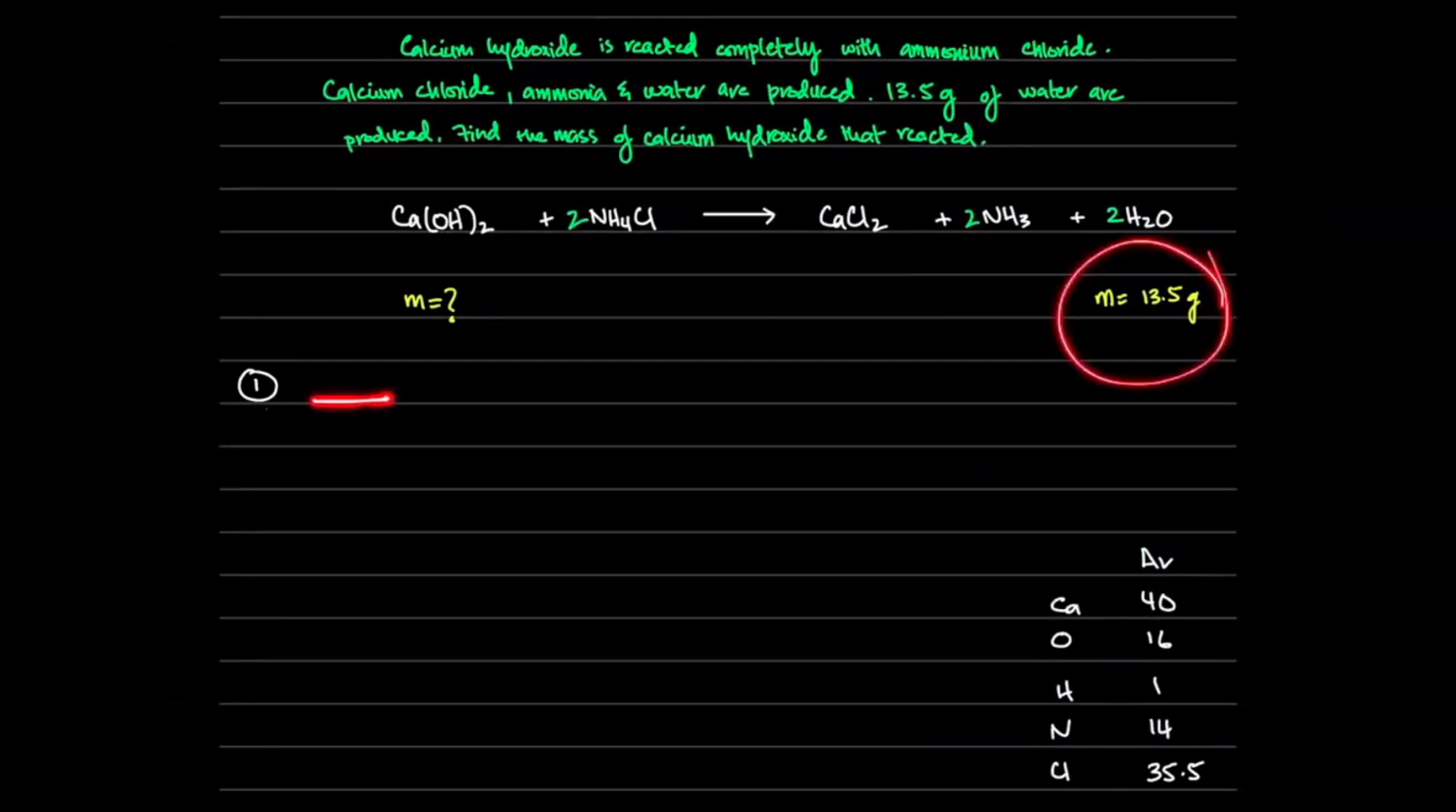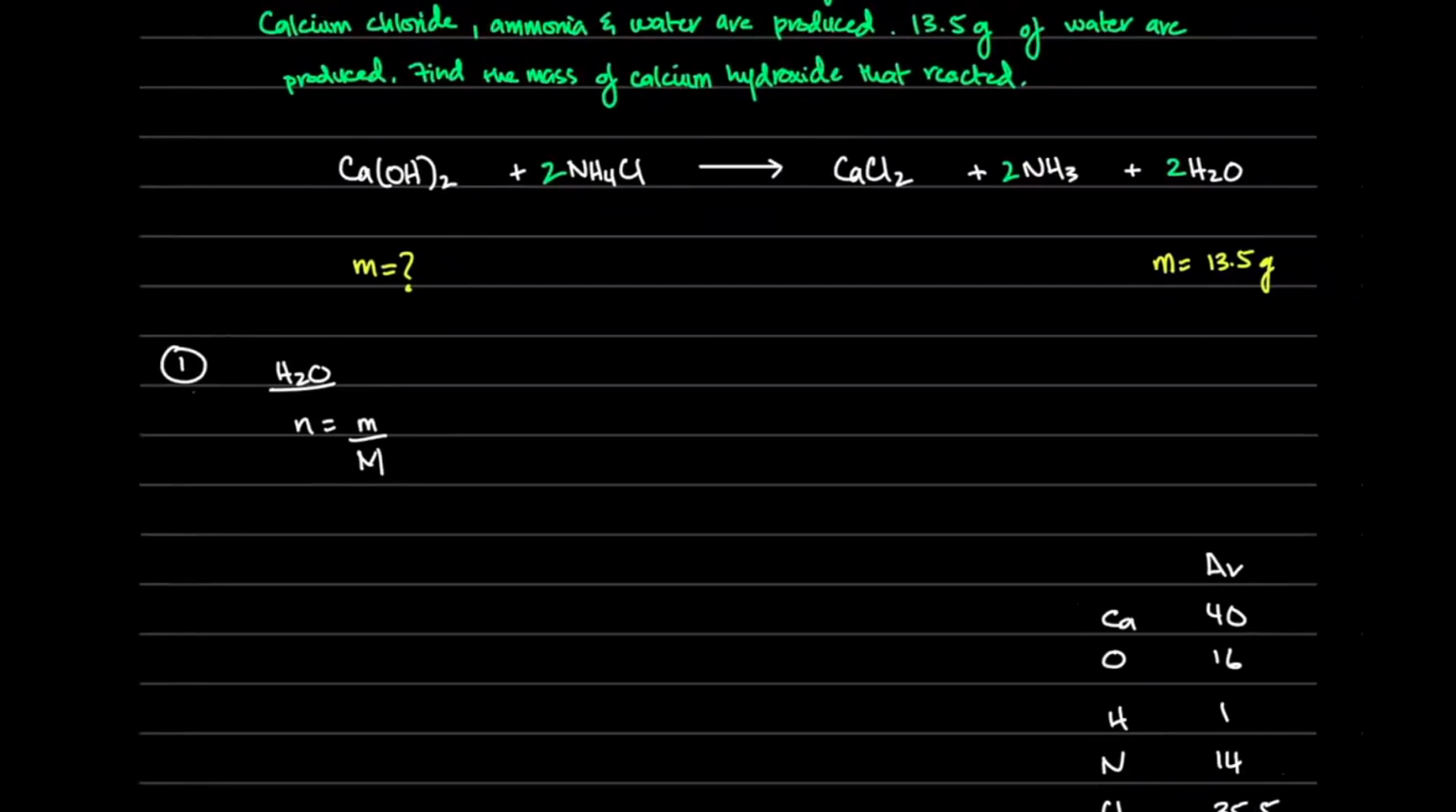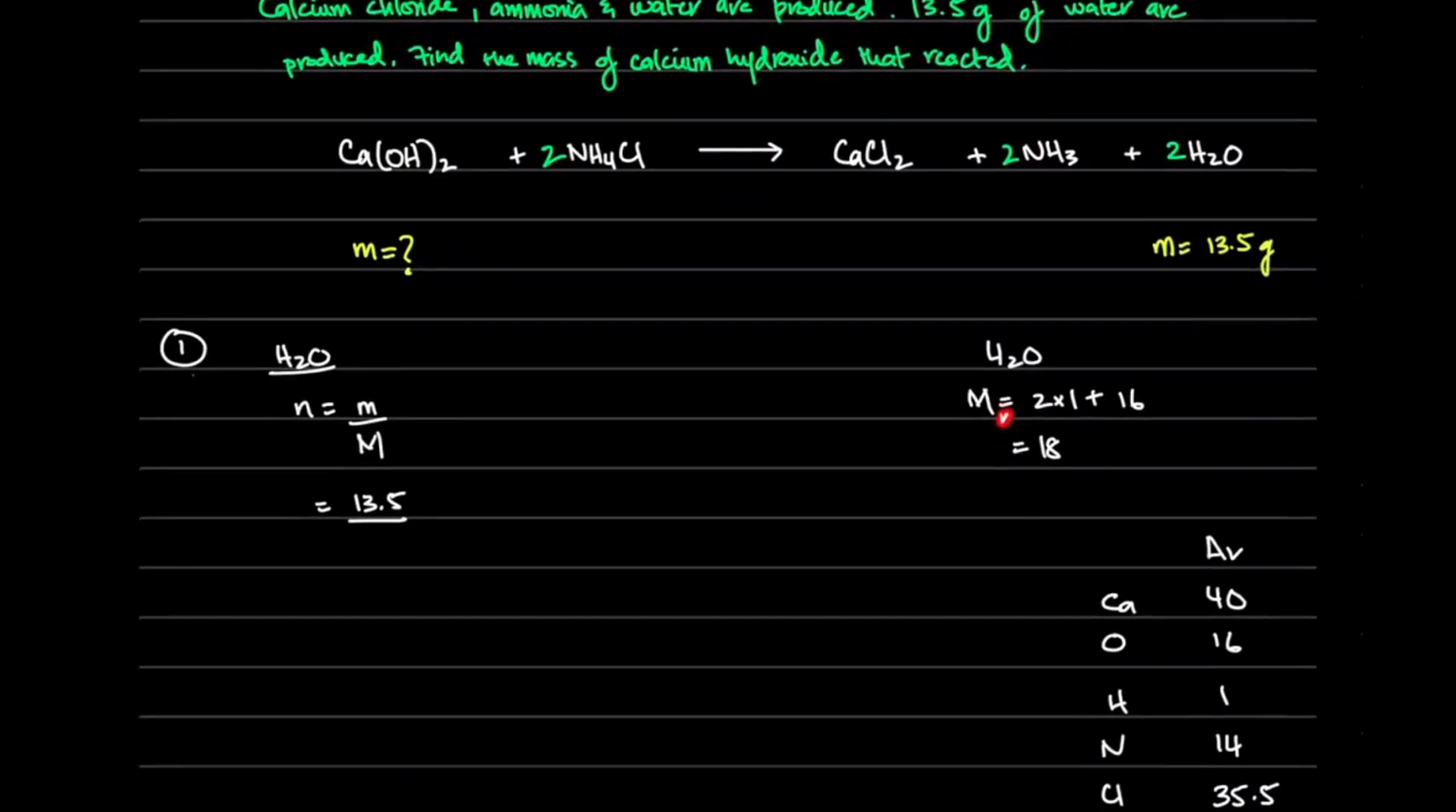Again, first step, convert the known quantity to moles. So we can say H2O, number of moles is equal to the mass divided by the molar mass, right? The mass is given as 13.5. And what is the molar mass of H2O? We have 2 hydrogens, that's 2 times 1, and then we have 1 oxygen. So molar mass is 18 grams. So MR is 18, okay? You can say MR as well instead of M. So then we can say 13.5 divided by 18.